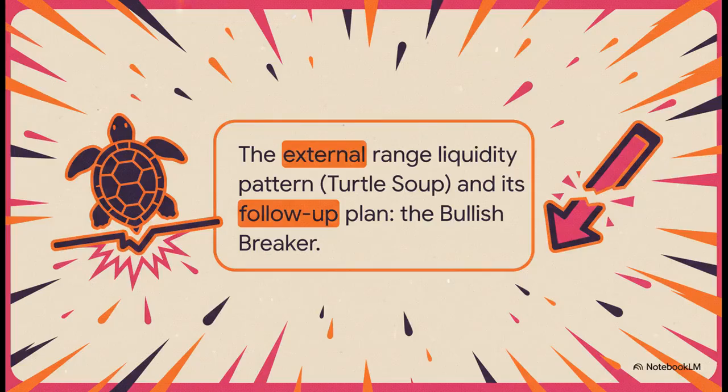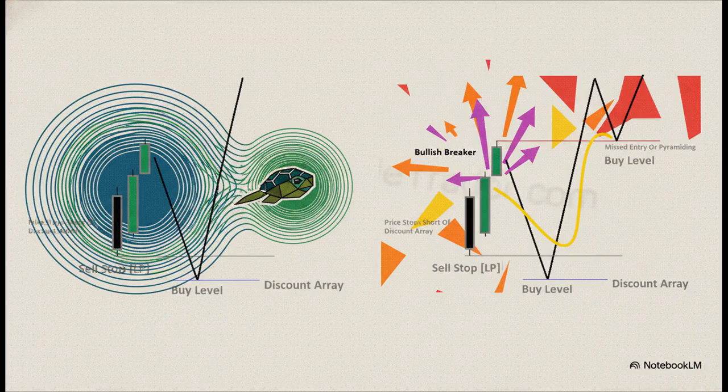All right, next up, we have the external liquidity pattern, the turtle soup, and just as important, its backup plan, the bullish breaker. On the left, you see the turtle soup. This is when price makes a very deliberate move below a major old low, grabbing all those sell stops. And it does this right into a higher time frame discount level. That's your entry. But what happens if you miss it or you're just not sure? No problem. That's where the pattern on the right comes in.